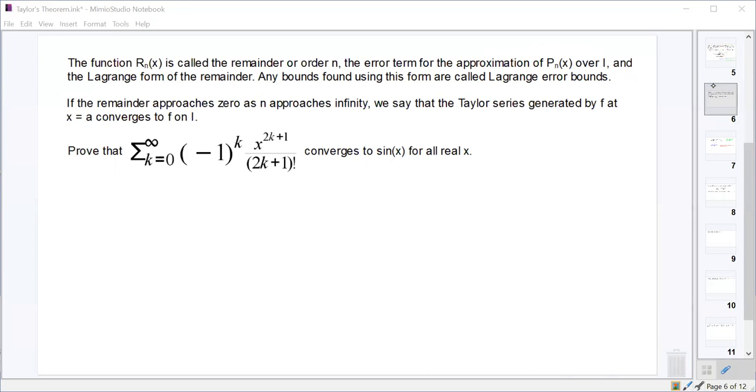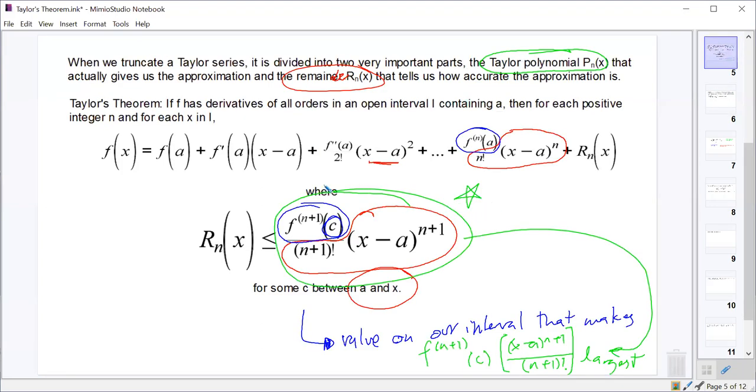And when we do this, this is called the Lagrange error bound. Right? It's the Lagrange form of the remainder. That's what this is. This is the Lagrange error bound. The n plus first derivative of c. I should probably write this so you guys can read it. Lagrange error bound.